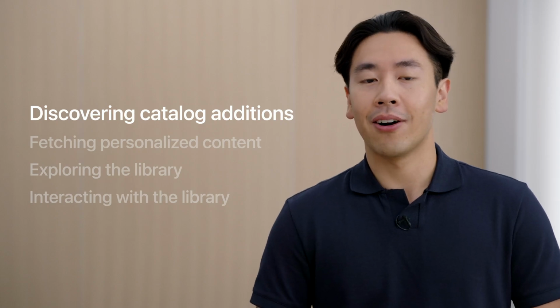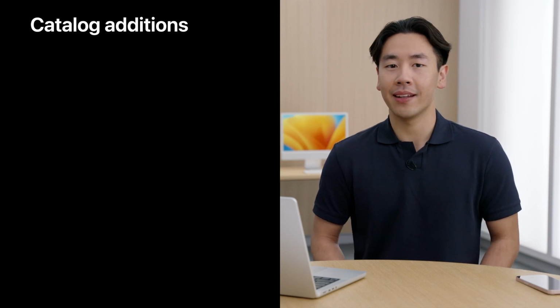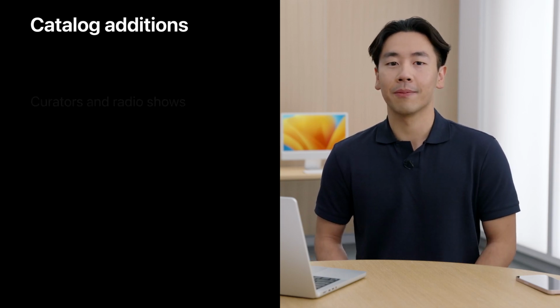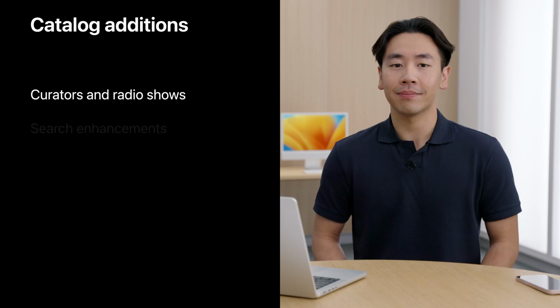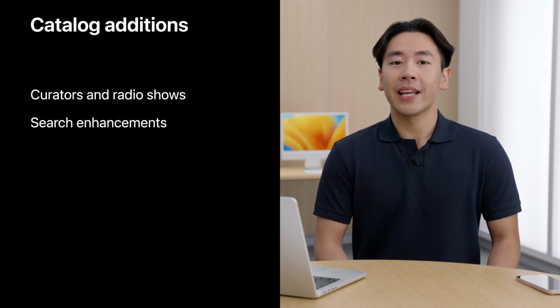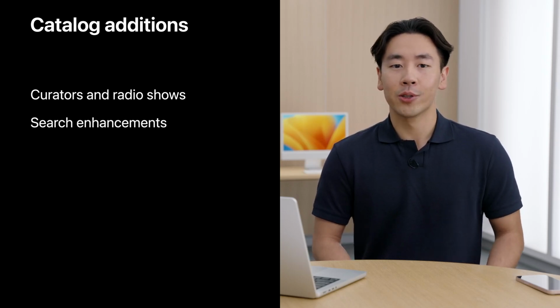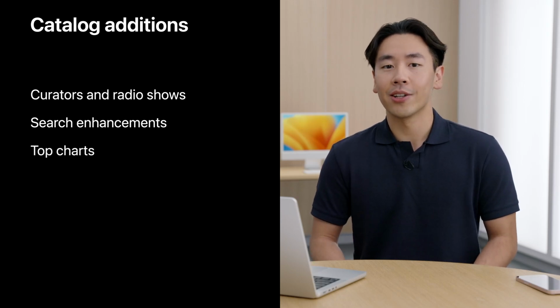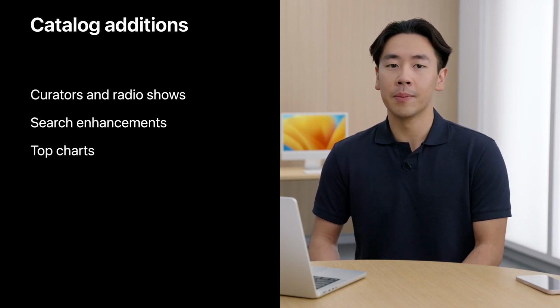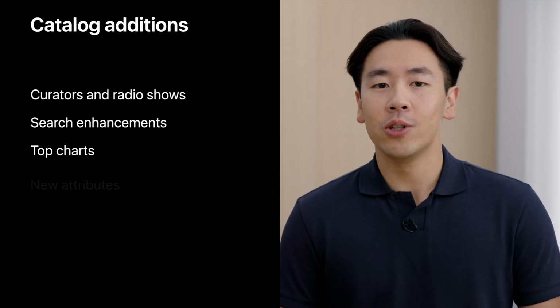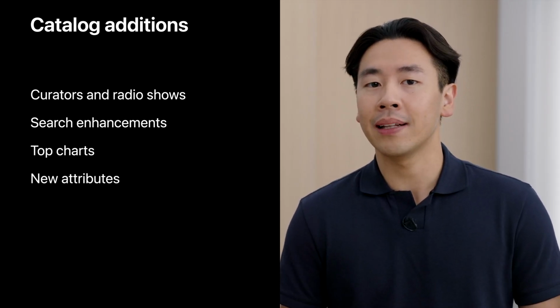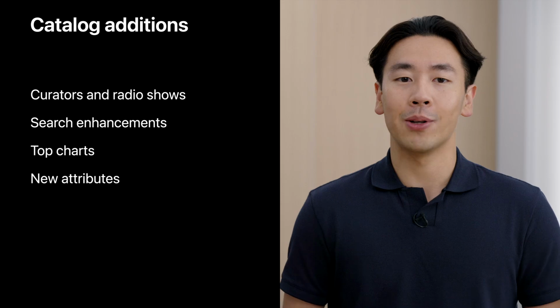Let's dive into the catalog content additions. The initial release of MusicKit introduced a new model layer for music, including core types like songs, albums, and playlists. This year, we're making it easier to discover new music with MusicKit, with the addition of two new types, curator and radio show. Beyond that, MusicKit now also allows you to build great UI for searching through the catalog. Access top charts to get the most popular songs, albums, and more. And fetch new attributes such as higher quality audio metadata like spatial audio with Dolby Atmos.